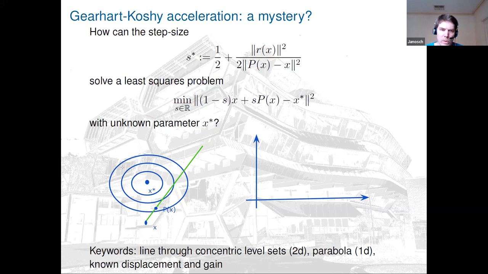And this is really just the square. So I know what it is. So let's say the parabola looks like this. Let's say here I'm at S equals zero, which corresponds to X. And I measure, I don't know the height, but what I know, based on what I've shown you before, is the reduction that's in here. This term tells me how far I get down by going to S equals one, which is P of X, right?